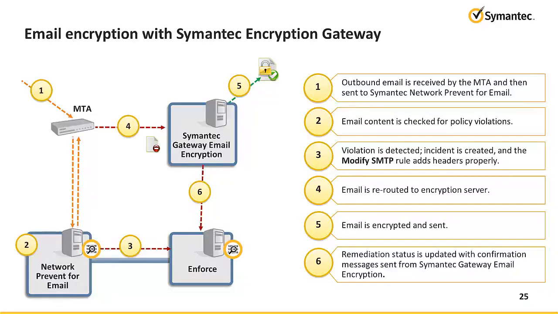If a violation is detected, an incident is created and the Modify SMTP rule will add the headers properly. Then the email is rerouted to the encryption server, where the email is encrypted and sent out again. Finally, the remediation status is updated with confirmation messages sent from Symantec Gateway email encryption.